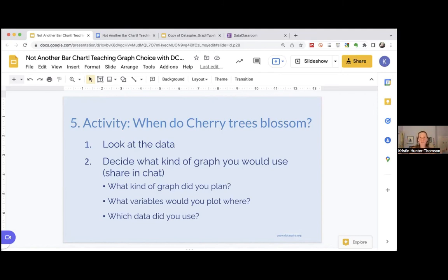When do cherry trees blossom? And then I want you to decide what kind of graph would you use to answer that question based on the data that I'm showing you. And so when I say that, what kind of graph would you use? I mean, what type of graph, those graph types that we were just talking about, what variables would you plot where for this graph type that you selected? And which data would you use? Which of the variables would you look at?